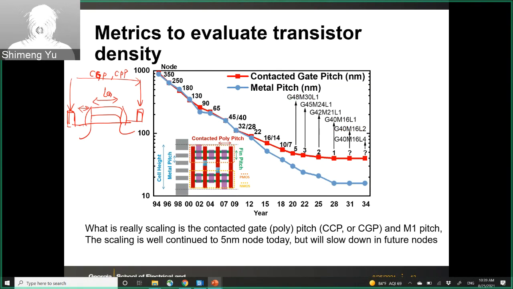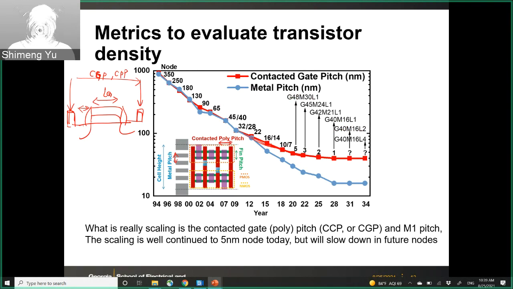So basically the contact poly pitch defines the X direction, and in the Y direction you have the first metal one's pitch. So those are getting close. Here we show the contact gate pitch and metal one pitch, and it follows this scaling, even to today's 10 or 7 nanometer. Of course, you see some slowdown of the scaling, but it's still moving along this direction.